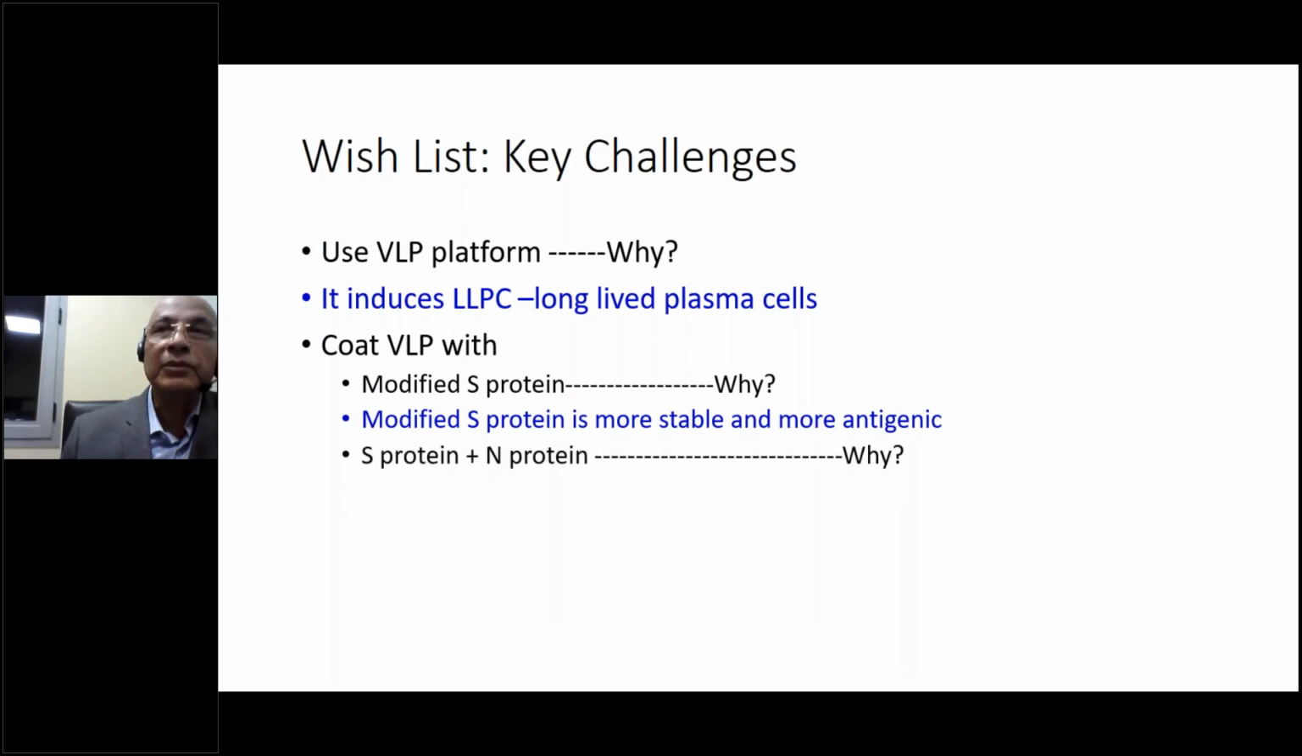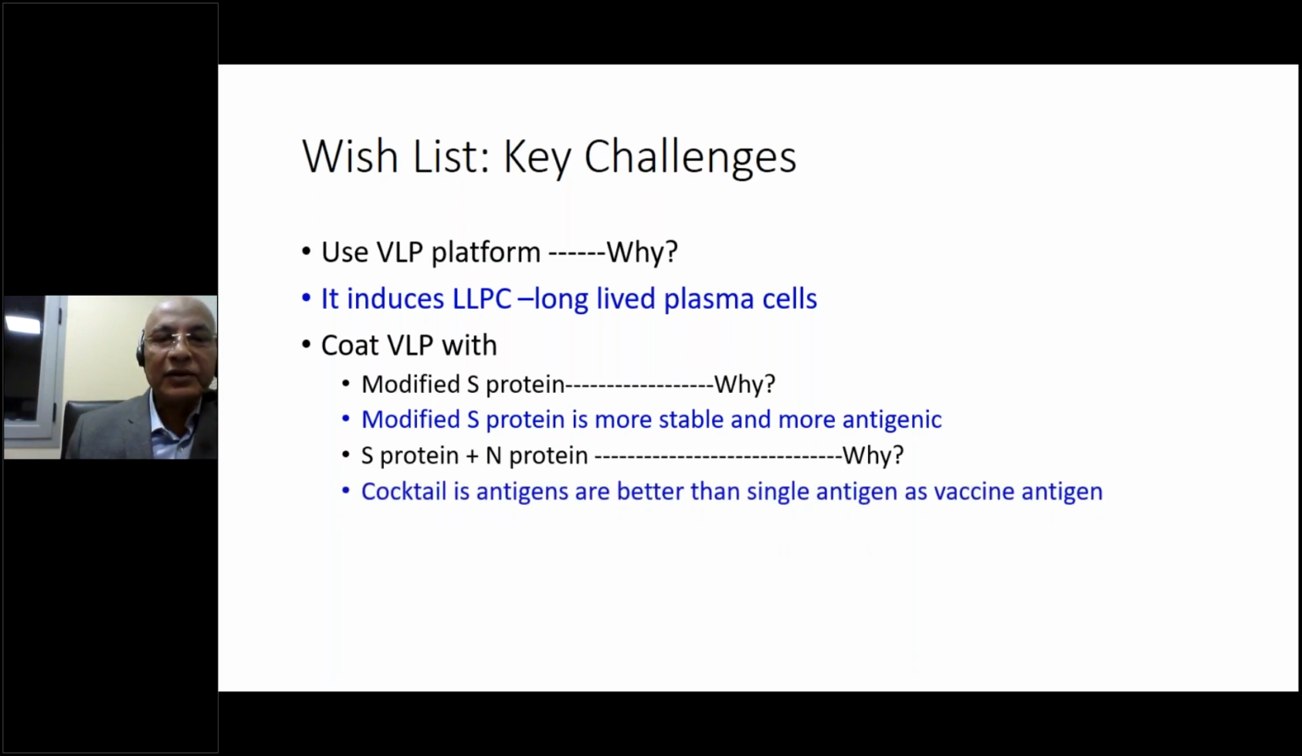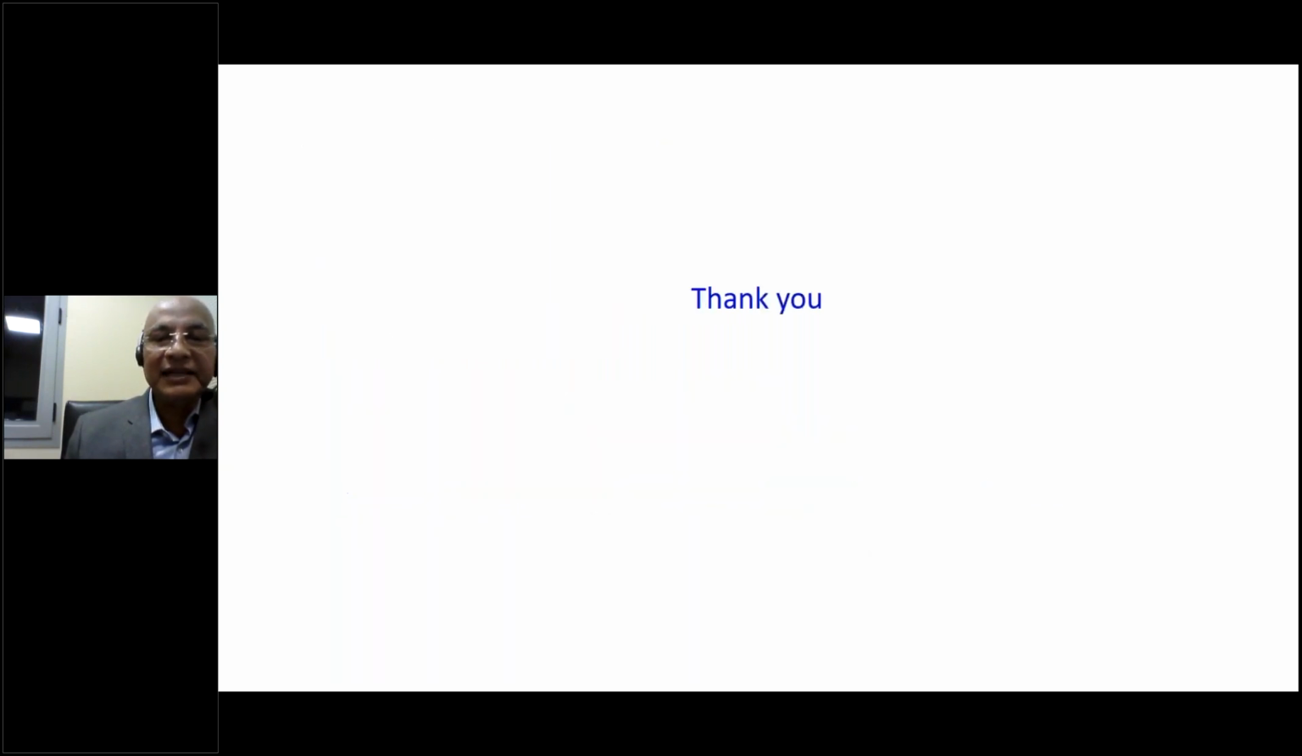And I'll use multiple proteins, S protein as well as N protein, because we know that if you have multiple proteins in a mixture, the chances of it being more immunogenic are higher, and the chances of developing mutants against it will be less. So basically, a cocktail antigen is better than a single antigen as a vaccine.